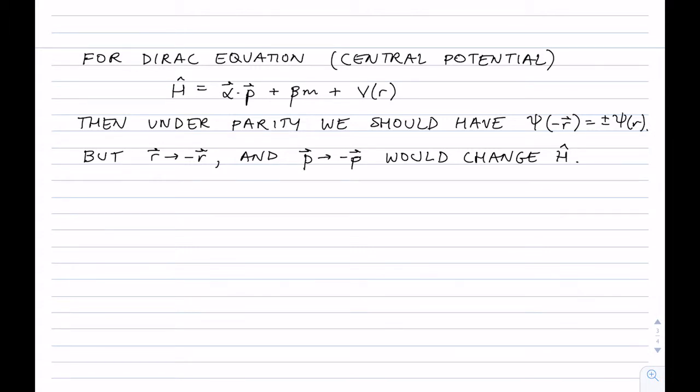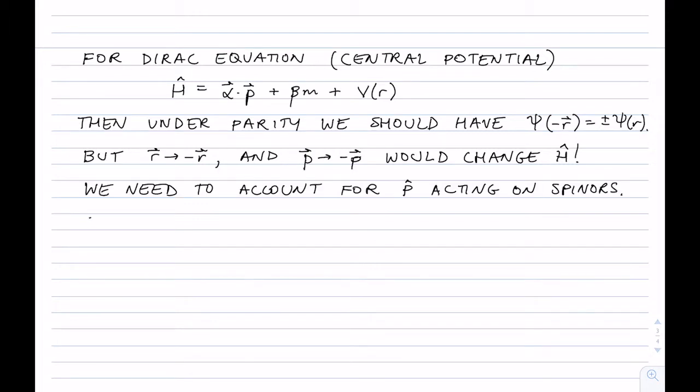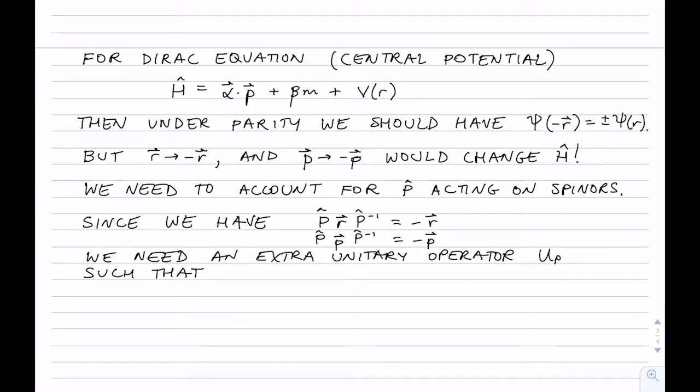So the way to resolve this is that we need to take into account the effect of this parity operator on the spinors. Since we already have that P r P to the minus 1 is equal to minus r, and P p P to the minus 1 equals minus p, we need an extra unitary operator U_P such that our total new curly P version of the parity operator will be U_P times the regular parity operator P. And U_P will be a 4x4 matrix that acts in spin space.